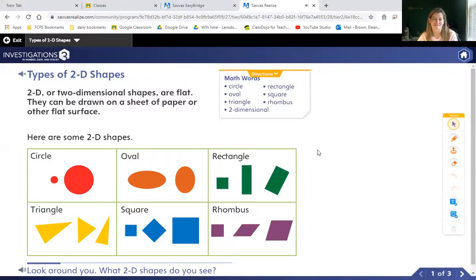Types of 2D shapes. Math words: circle, rectangle, oval, square, triangle, rhombus, two-dimensional. 2D or two-dimensional shapes are flat. They can be drawn on a sheet of paper or other flat surface. Here are some 2D shapes: circle, oval, rectangle, triangle, square, rhombus.